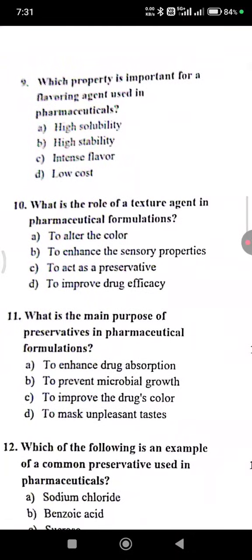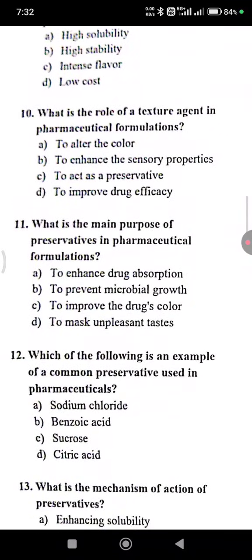Which property is important for flavoring agent used in pharmaceuticals? High stability. What is the role of a texture agent in pharmaceutical formulations? To enhance the sensory properties. What is the main purpose of preservatives in pharmaceutical formulations? To prevent microbial growth.